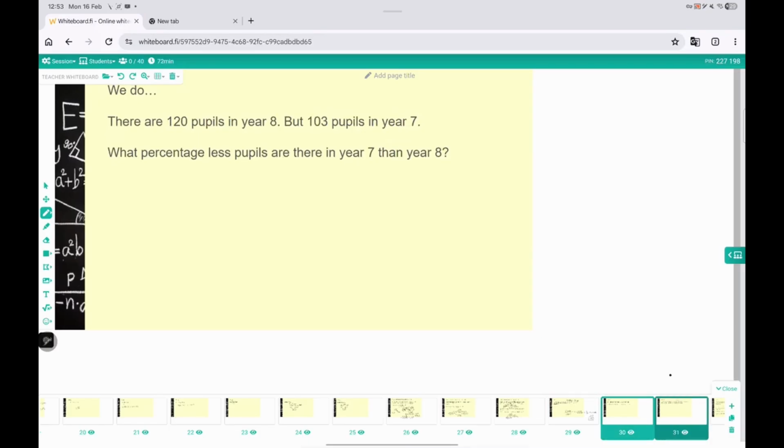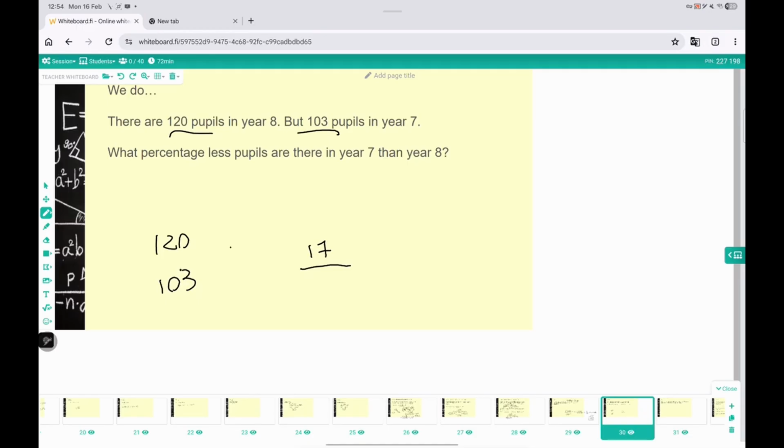Okay, right. So this one here, 120 pupils in year 8, but 103 pupils in year 7. What percentage less pupils are there in year 7 than year 8? Okay, so I've put this one in because the change is obvious, right? The difference between 120 and 103 is 17 pupils. But what counts as the original? Is 120 the original or 103?